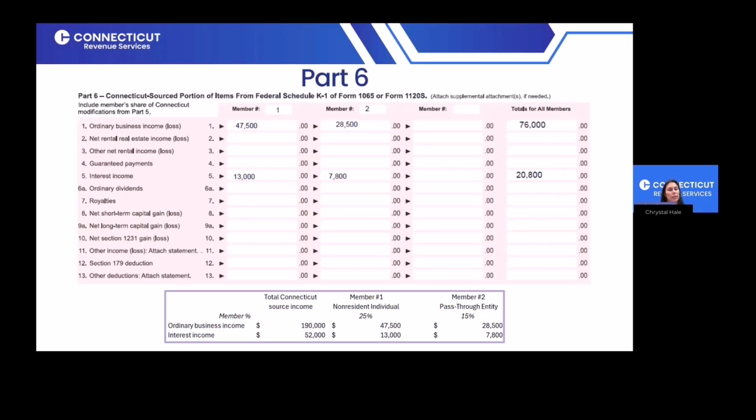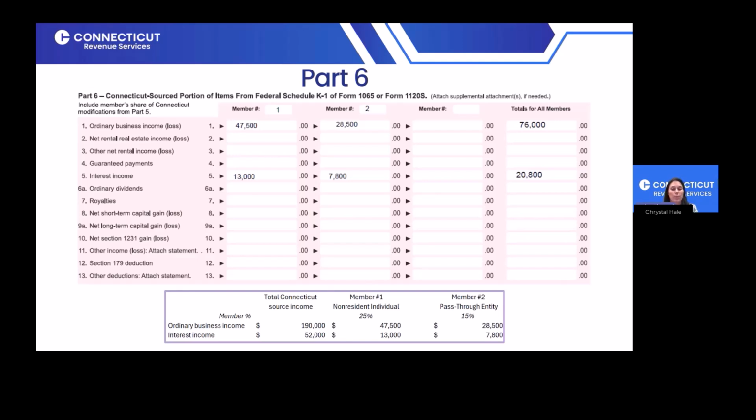So here's a completed Part 6. What we've done is we've taken the total Connecticut source income and applied it to the members that are included in the composite return. So I've completed this from member number 1, who is a non-resident individual. And in the calculation below, you can see that they are 25% profit percentage. So I just multiplied their profit percentage by the total Connecticut source ordinary business income and interest income.